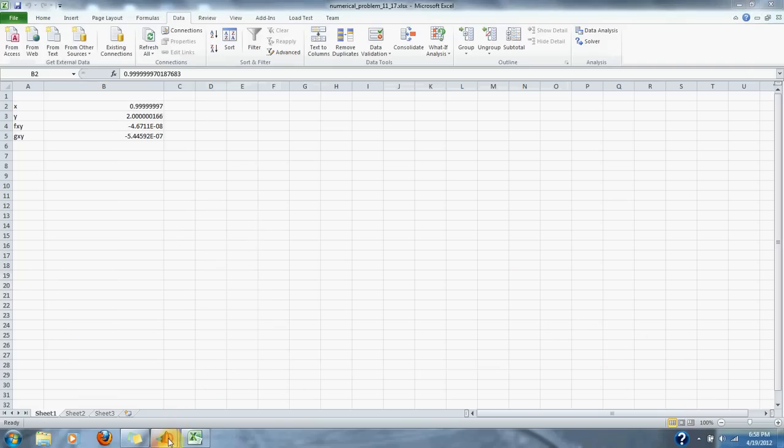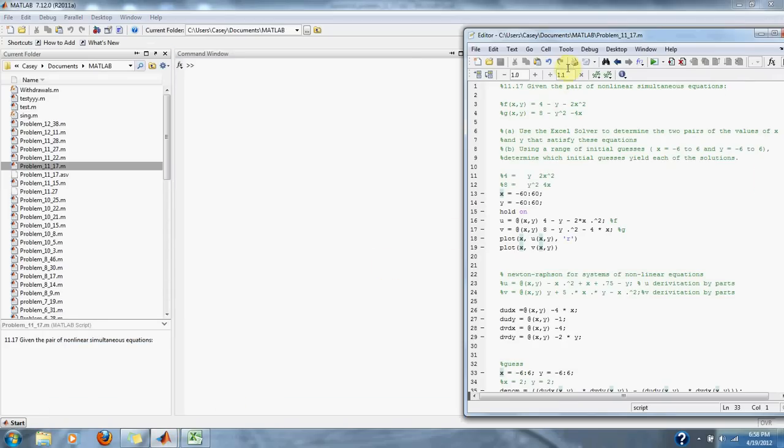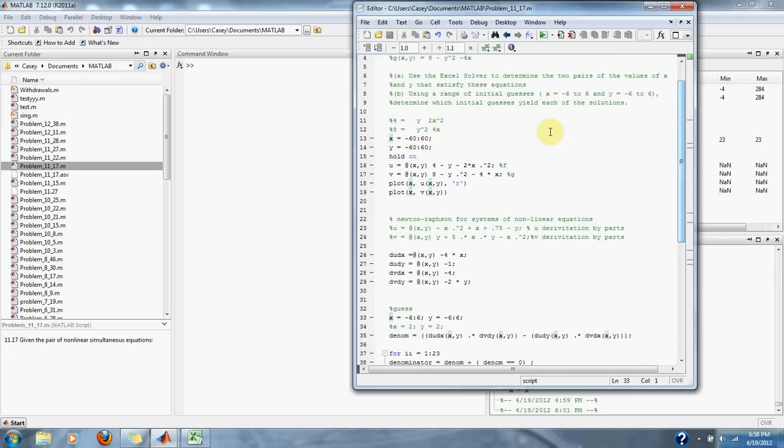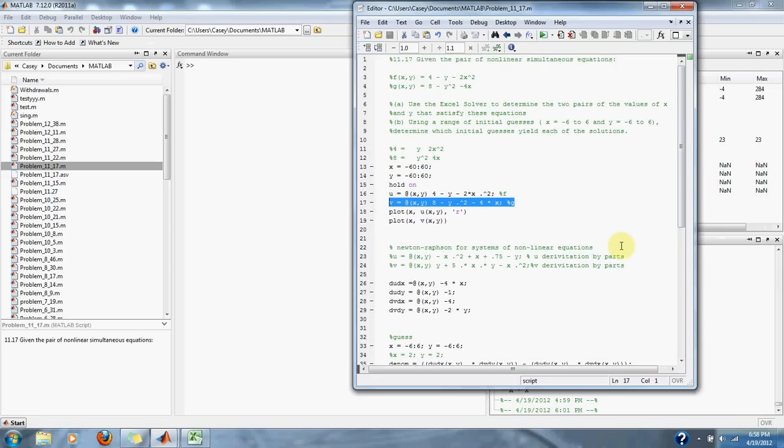And now we can go back to MATLAB for the second part of the problem, part B, where we are using a range of initial guesses of x equal to negative 6 to 6 and y equals negative 6 to 6, determine which initial guesses yield each of the solutions. So, yet again, we set up our equations. Our equation F I have here is U, and our equation G I have here is V, because we're going to do derivation by parts, because we are going to solve this equation in MATLAB using the Newton-Raphson method for a system of nonlinear equations.